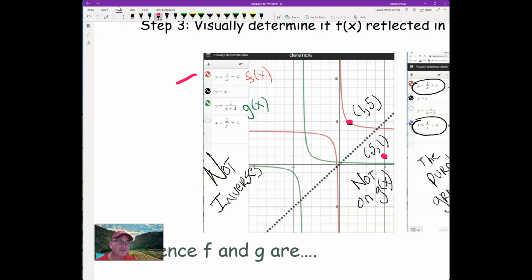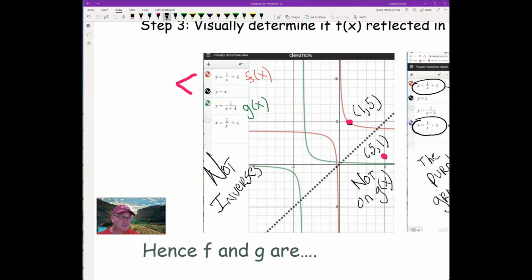Therefore, these are not inverses. And the way that we write it, or explain it, is we say "hence," just meaning, look at the work I did above: f and g are not inverses.